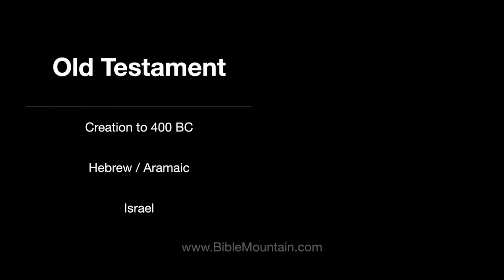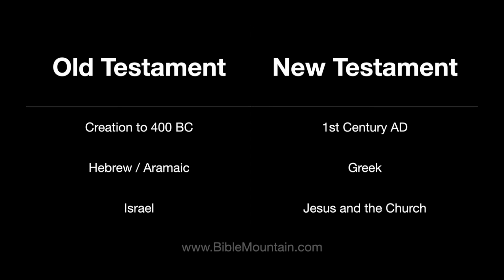As you know, the Bible is divided into the Old Testament and the New Testament. The Old Testament tells us about people and events from creation up to about 400 BC. The Old Testament was written in Hebrew and Aramaic, and focuses primarily on Israel. The New Testament tells us about people and events from the 1st century AD. It was written in Greek, and the New Testament focuses primarily on Jesus and the church.